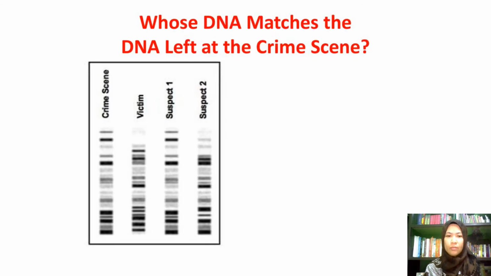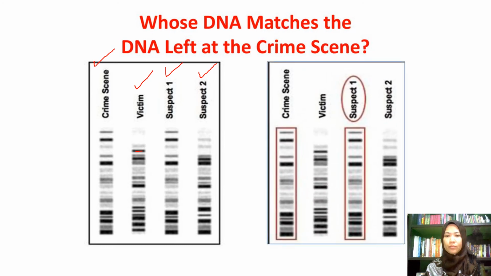Okay. So whose DNA matches the DNA left at the crime scene? This one is not very clear. Actually, based on the bands produced, you can detect which suspect is guilty. Okay. So this is the victim. This is the crime scene. See? We look at the crime scene, the sample obtained from the scene of the crime. So the one that matches most is suspect 1.